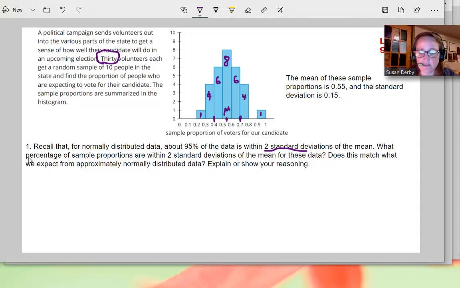This is asking what percent of our sample proportions are within 2 standard deviations of the mean for these data points. We marked on our graph up here where 1 standard deviation is, but I need to go a second one. So 0.7 plus another standard deviation of 0.15 would put us at 0.85, right here.